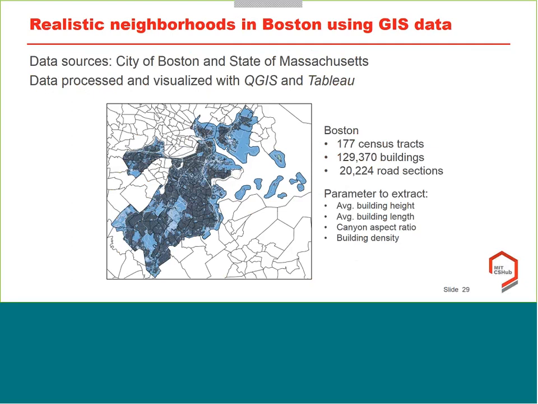And then we use QGIS to analyze the GIS data, and Tableau to visualize it, but we get a whole bunch of data on roads and buildings, and a lot of times it's organized by these different census tracts. And the data that we get is building heights, building lengths, canyon aspect ratios, and building densities.